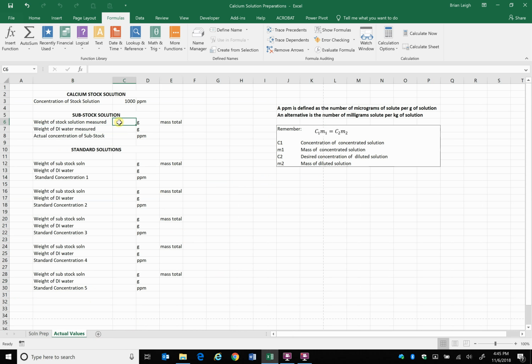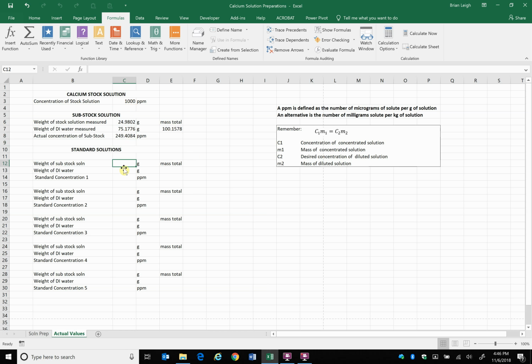So the weight of the stock solution, maybe in reality, instead of 25 grams, you did 24.982. And DI-wise, you put in 75.1776. Your total mass for this system is going to be these two added together, and you're going to need that for your next calculation. Remember, concentration times mass equals concentration times mass. So this is simply the amount of the 1000 ppm material you put in divided by the total mass. So we're pretty close to 250 ppm, but not perfect.